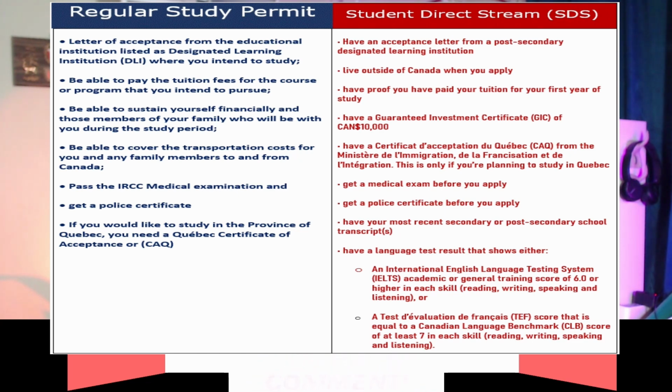Medical examination and police clearance are also required in both applications, required promptly for SDS, while for regular application, you will only submit when they are required if you need one. For language test requirements, it is mandatory for the SDS application and you must achieve at least CLB7 level in each component, while it is optional for the regular permit as long as your institution does not require it. Both need a Quebec Certificate of Acceptance if planning to study in the province of Quebec.